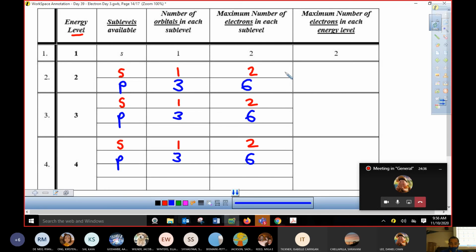And note here, our second energy level is maxed out. There's only S's and P's in the second energy level. So if you add 2 and 6 together, you get the max number. The max number of electrons that can go in the second shell. Second energy level is 8.